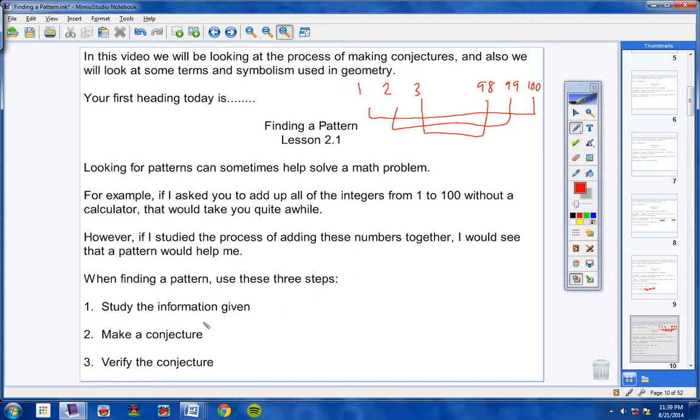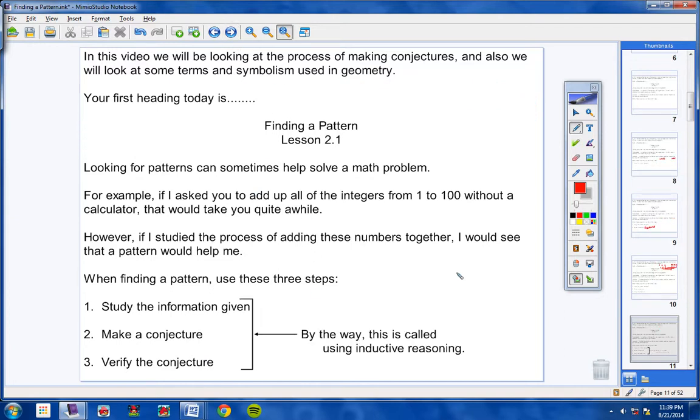So I do want you to write down these 3 steps. You need to know those for a test or for a quiz. And by the way, when you use this process, this is called inductive reasoning, and I would also make a note of that in your notes, okay? When you use this process here, you are doing something called inductive reasoning. You're thinking and you're reasoning.